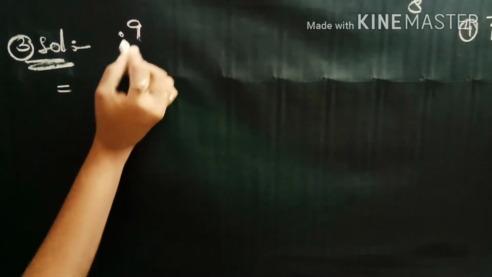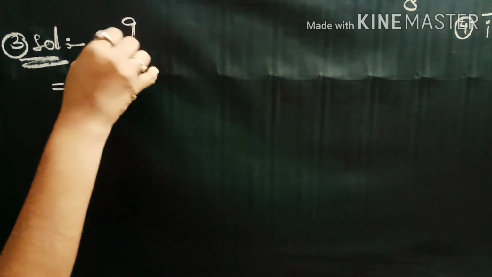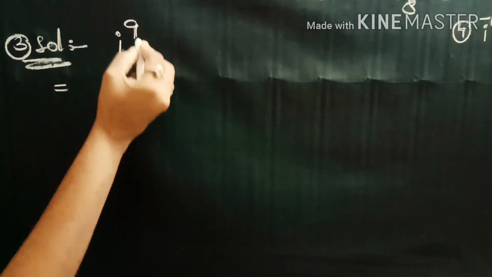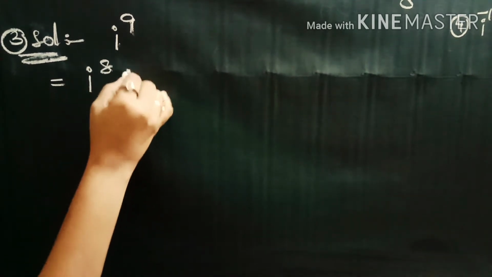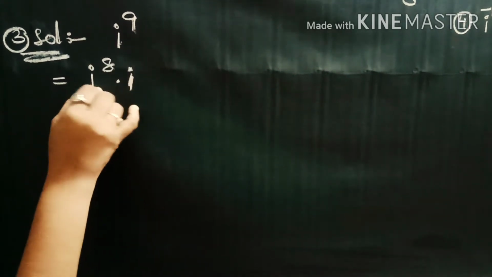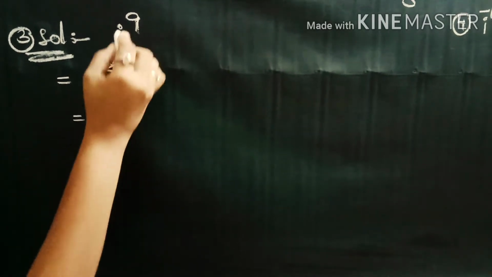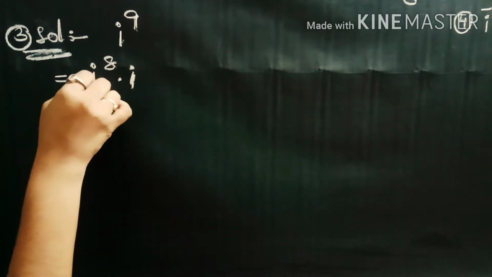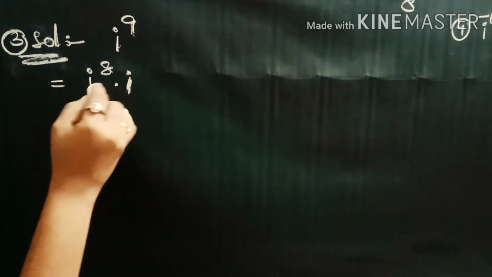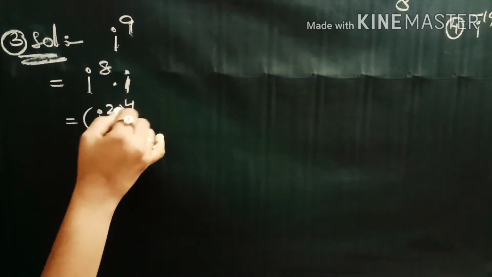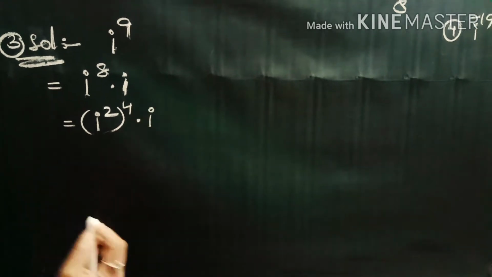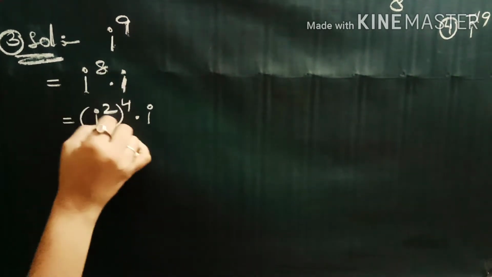So we want to change this given number into powers of 2, but this is an odd number. We write the even power form first, that is, we take i power 9 as i power 8 into i. So first we write the even power term here and write the remaining value there. And this i power 8 can be taken as i square power 4 into i. So here we take the even power for this purpose.